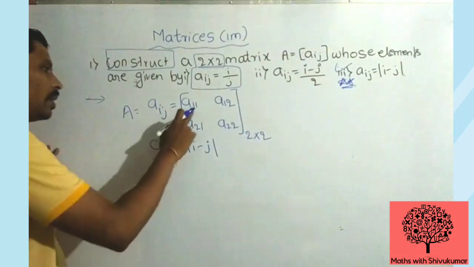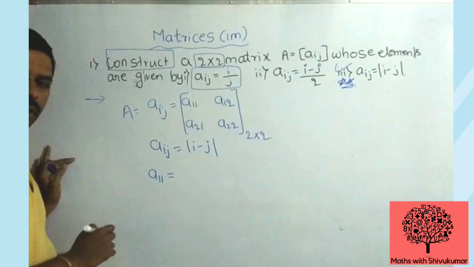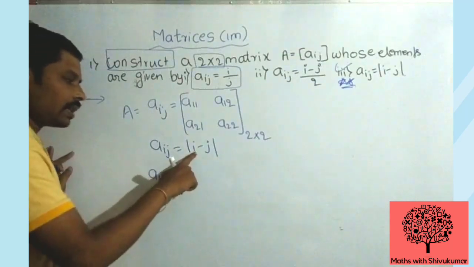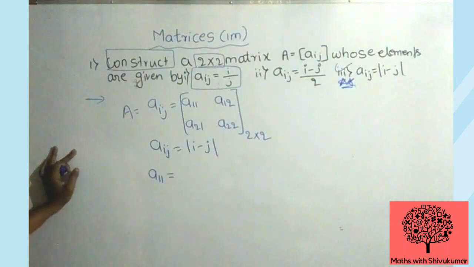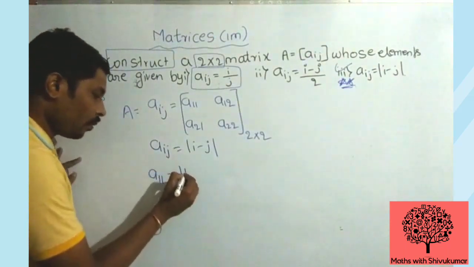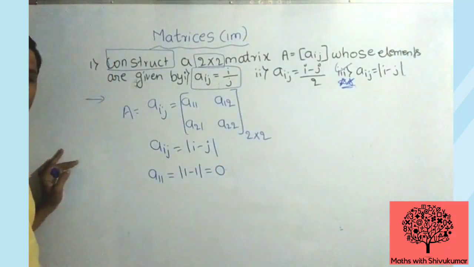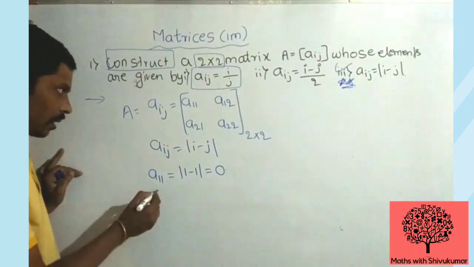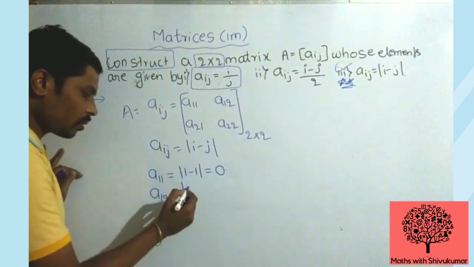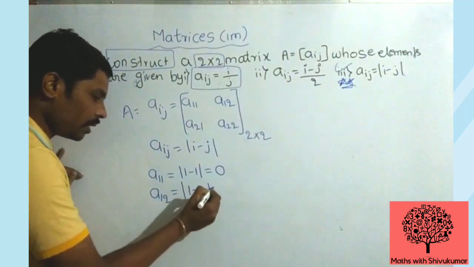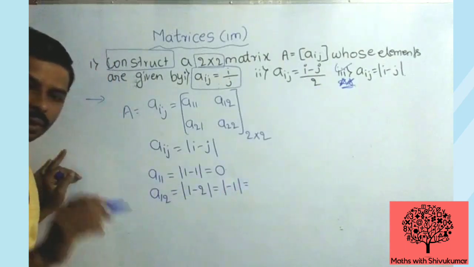So first condition, first element you take A11. Substitute I is equals to 1, j is equals to 1. What you will get? 1 minus 1. What is 1 minus 1? 0. So first element we got 0. Next is A12. So here I is equals to 1, j is equals to 2. 1 minus 2. What is 1 minus 2? Minus 1. So 99.99% of students will make a mistake here.